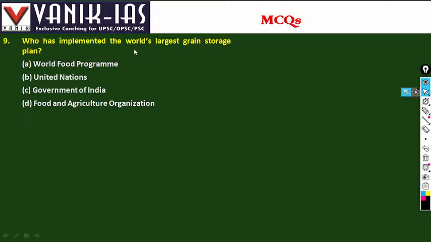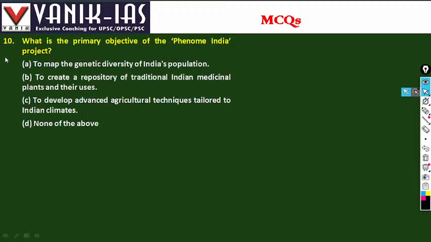Who has implemented the world's largest grain storage plan? The Government of India. So the FCI, the full distribution of the buffer stock. What is the primary objective of the Phenome India project? The Phenome India project is launched by the CSIR.